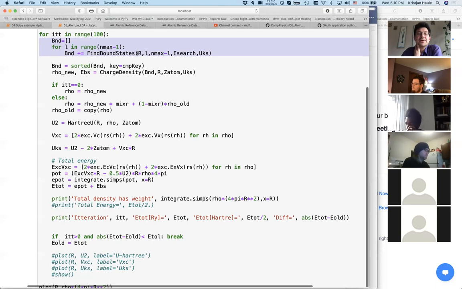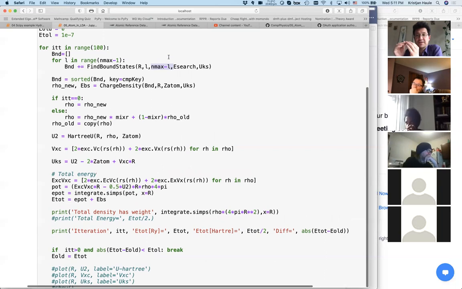Be careful that the number of required bound states is nmax minus L. So we said for L equal to 0, we calculate nmax bound states, for L equal to 1, we calculate nmax minus 1, and so on and so forth. The reason for this is that in the periodic table, the filling is such that S states fill first, and then 2P is typically filled after the 2S state, for example. And we are using here the Kohn-Sham potential, which is at the beginning set to a hydrogen-like atom, and later on it's going to be updated.